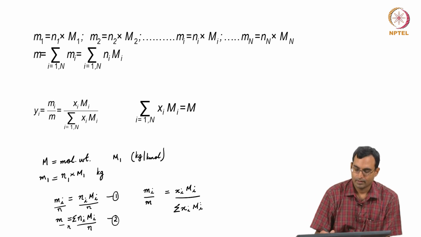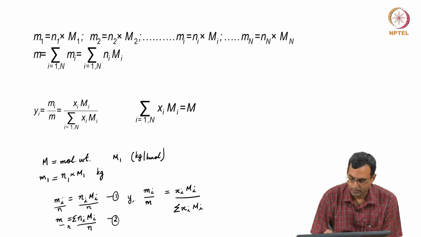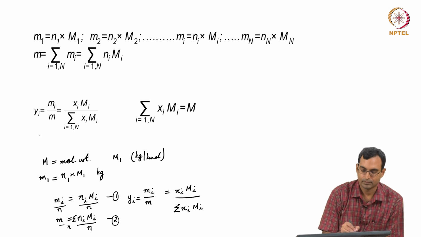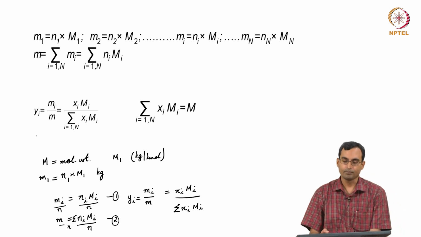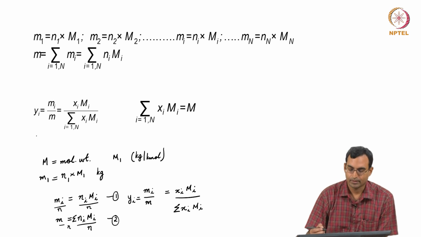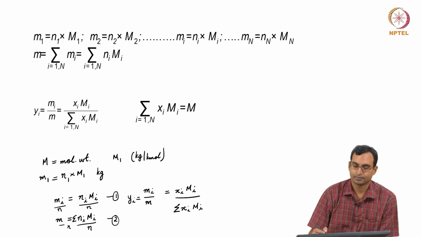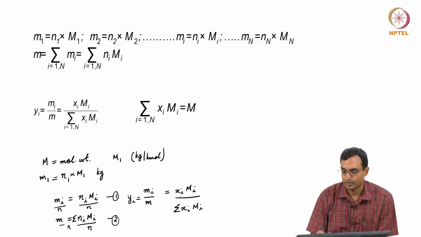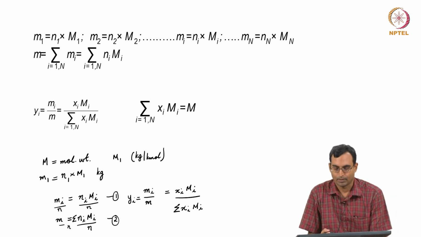So, this is of course the mass fraction of the ith species, which we can now write in terms of this formula over here. Earlier we wrote it in terms of individual masses. Now, we can also write it in terms of either the number of moles or the mole fractions. Both of them are something which we can do.